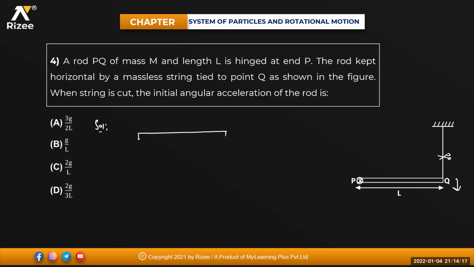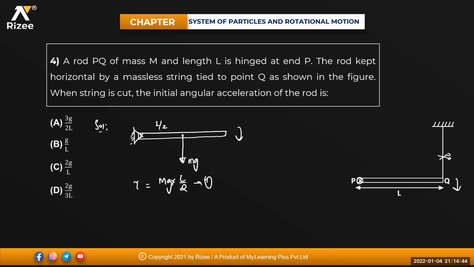This is your rod. Weight of this body is acting in the downward direction, that is your mg. Here it is fixed. So it will fall down here with an angular acceleration. This distance will be equal to L by 2. So torque acting on this one will be equal to mg into perpendicular distance L by 2.